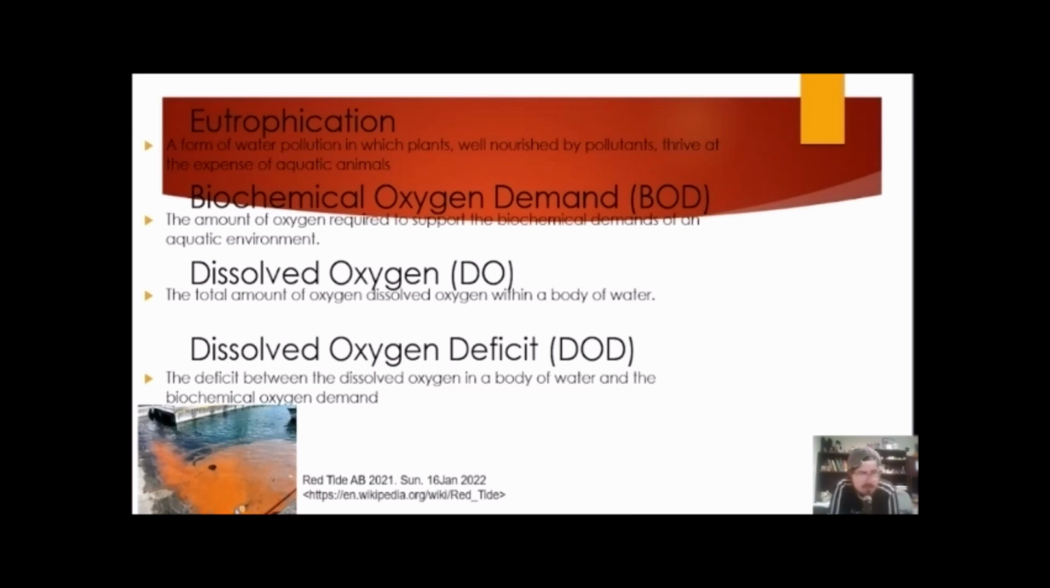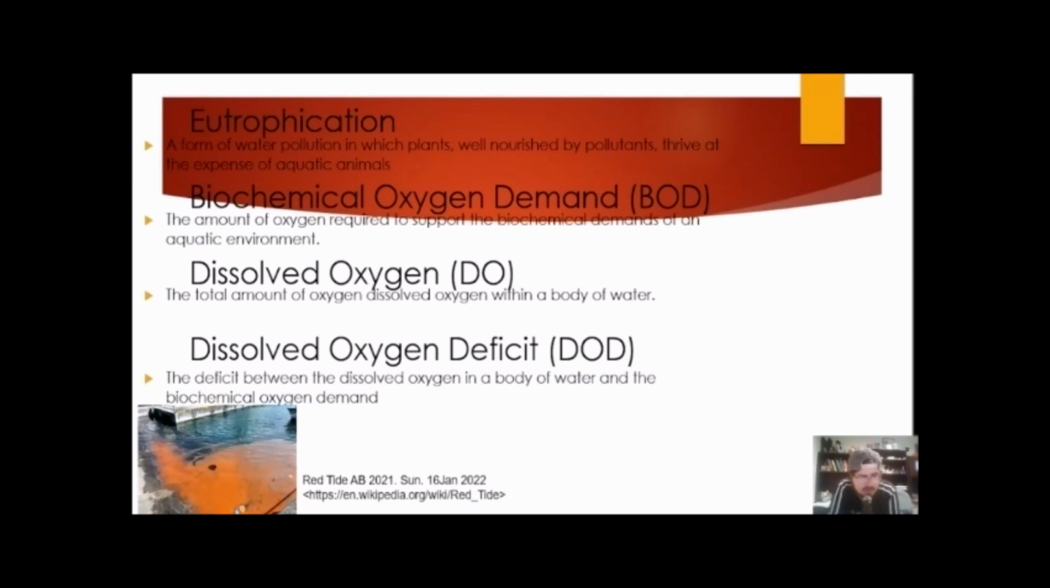Now, some organic pollutants will also act as nourishment for oxygen consuming microorganisms. And this leads to various things like measurement of the biochemical oxygen demand, which is just how much oxygen is needed in the environment to support all the aquatic life. And since there's a limited amount of dissolved oxygen that could be in a body of water, this can lead to a dissolved oxygen deficit. So how much oxygen is in there versus how much is needed to keep all life alive.